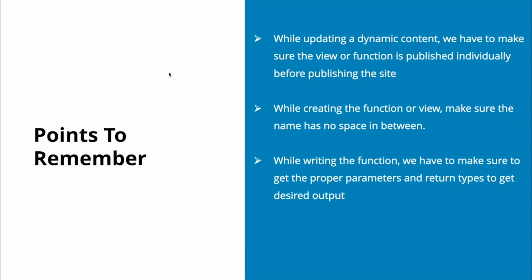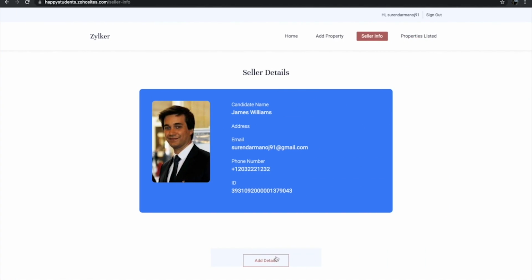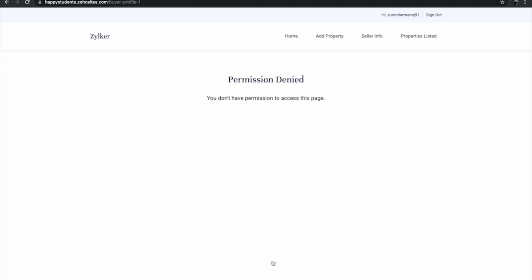And while we are protecting the resource, we have to make sure all the resources are associated to appropriate groups. In case we have a misconfiguration in the group, to show you, I have purposefully misconfigured one of the pages in the seller property side. So this is the seller info. If this person tries to add the details, and he's taken to a resource which is available in the buyers group, this person is not provided any access.